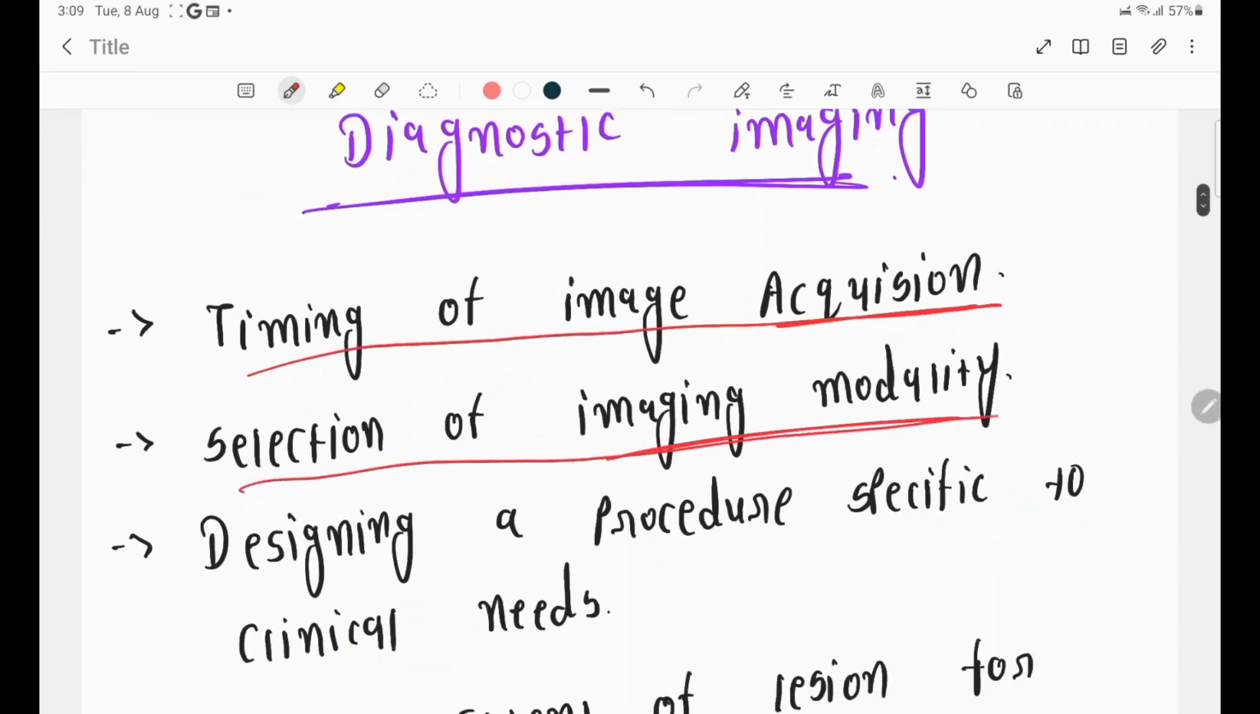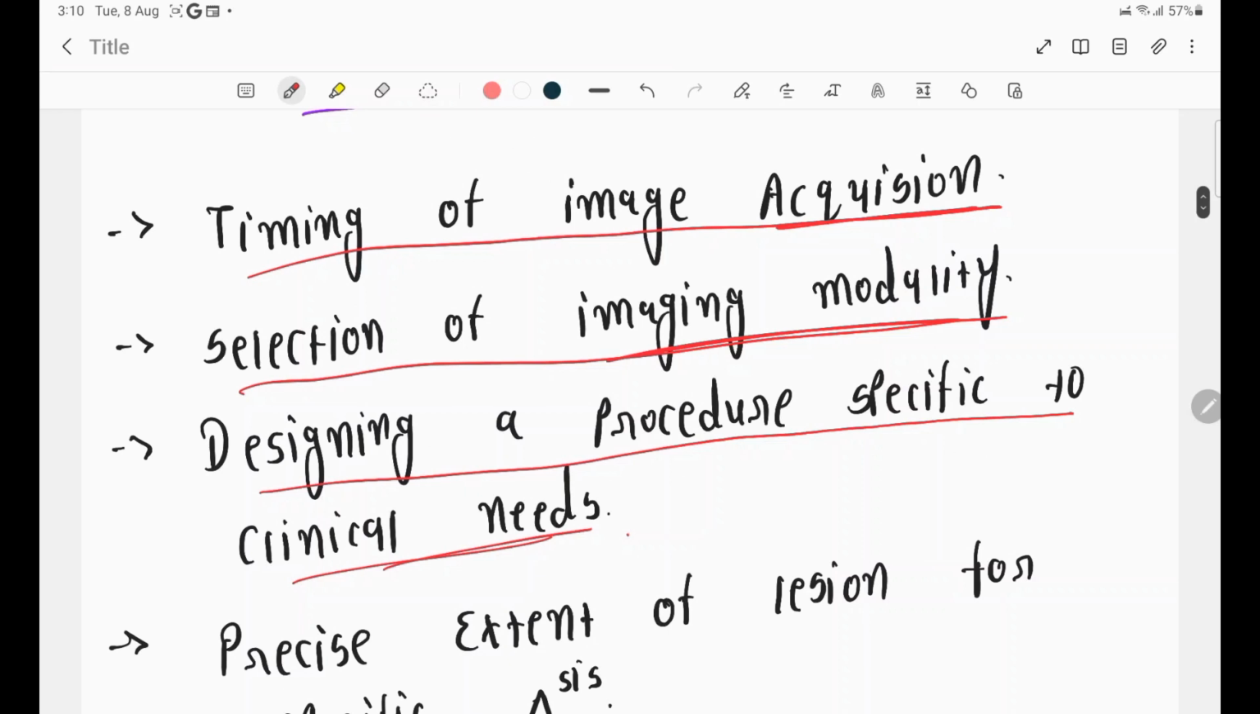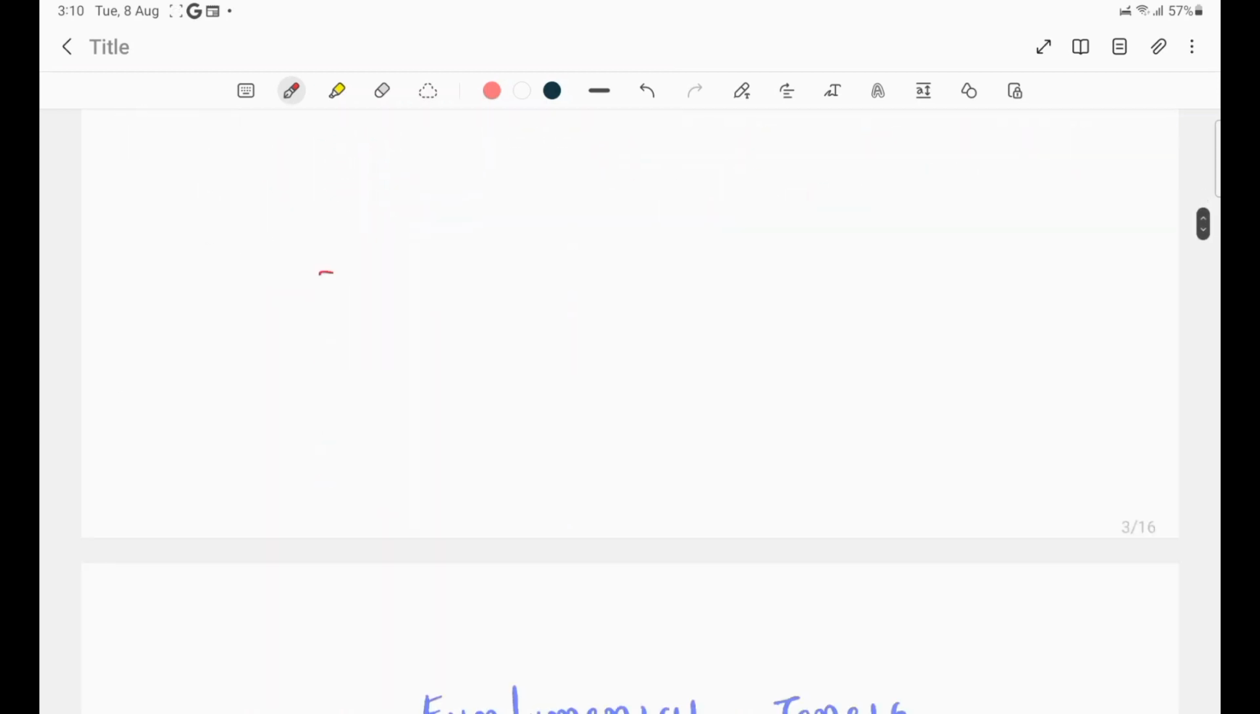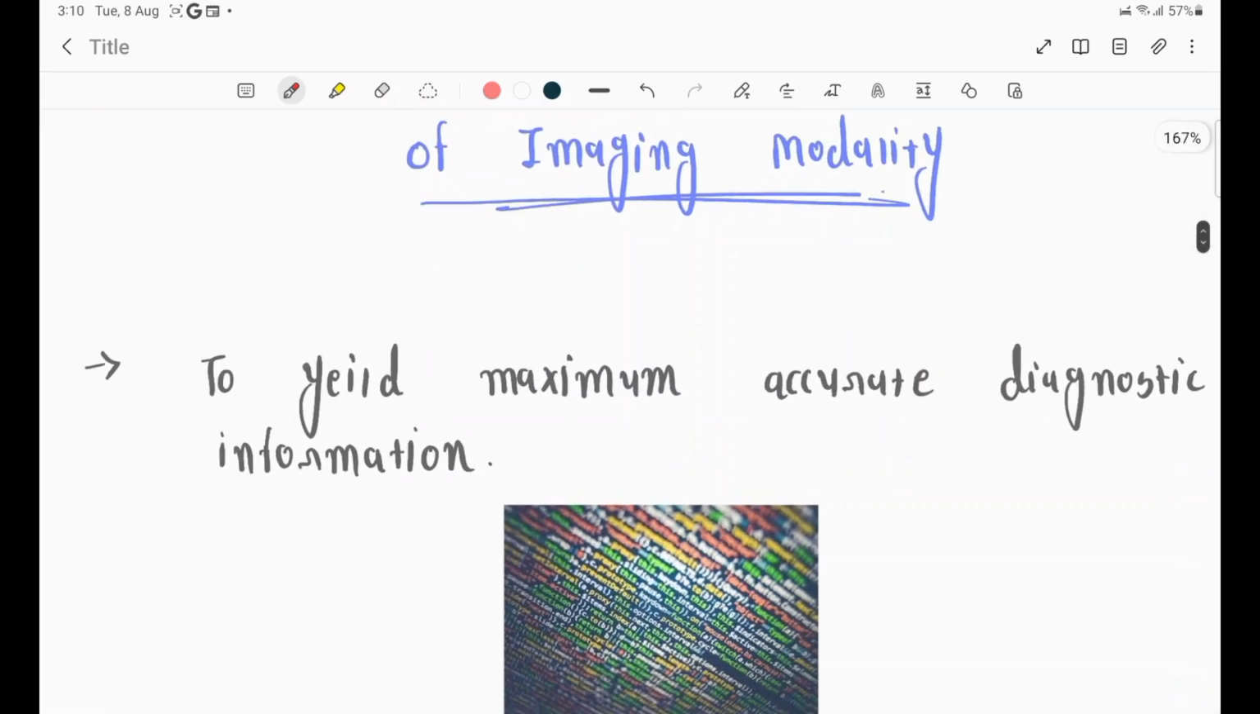Then second is selection of imaging modality. Different patients need different types of imaging. For example, some patients might need an X-ray while others might need a 3D scan. Then, designing a procedure specific to clinical needs. Each patient is unique, so we make a special imaging plan just for them to make sure we get the right information. Then, precise extent of lesion for specific diagnosis. When we find something strange in the images, we measure and study it carefully to know exactly what is going on.